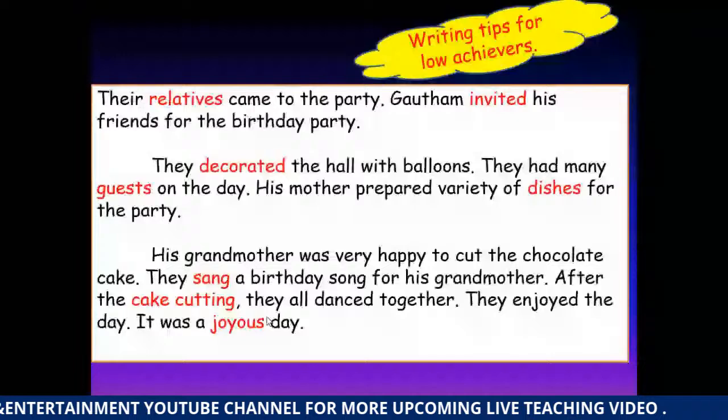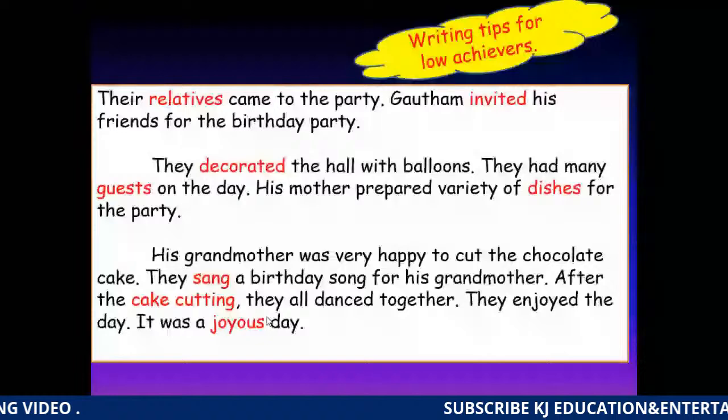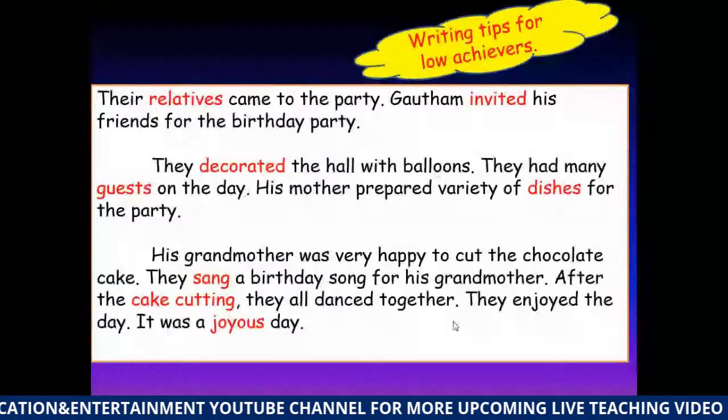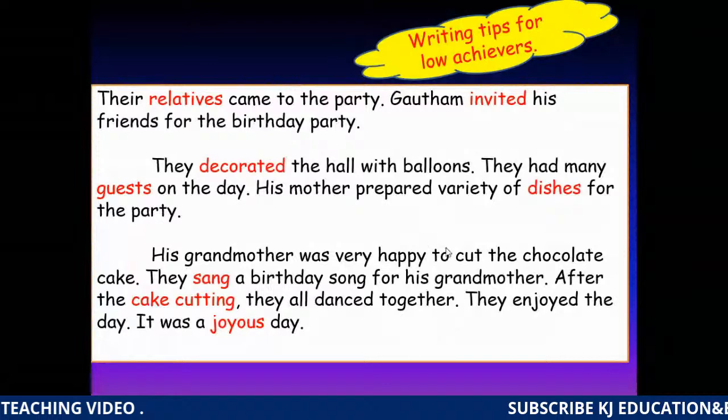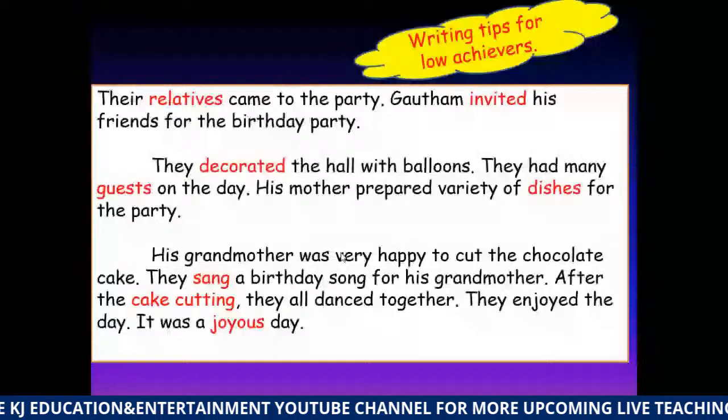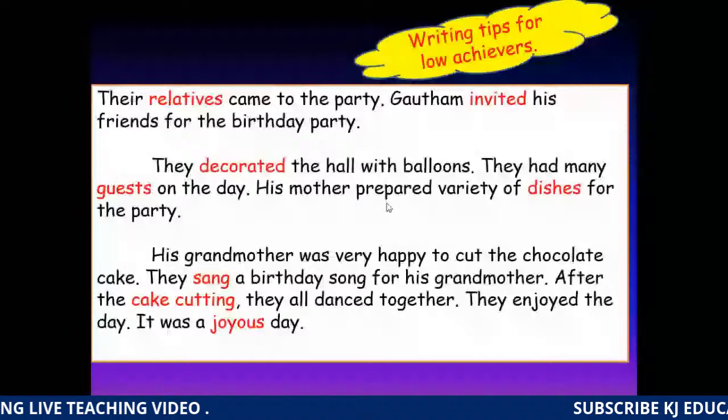Okay, for the low achievers, if you write like this, out of 25 marks you will get about 9 to 10, 11 like that. So you will be able to pass the paper. Okay, for low achievers, your aim is to pass the paper. If you get 9 to 10 marks in this section, you will be able to get through the paper. Okay, don't worry, use this method.